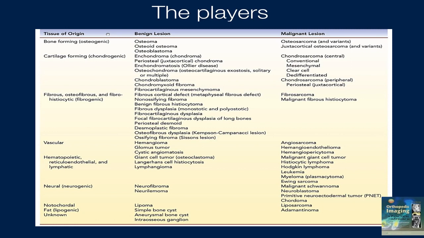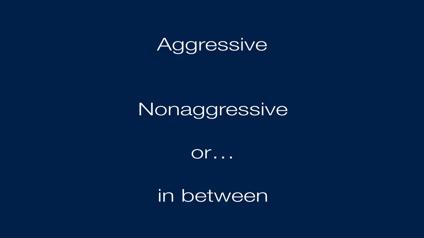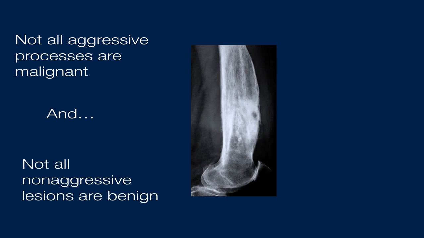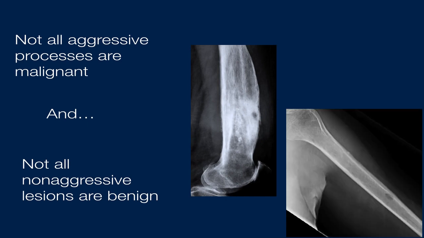But instead of trying to memorize these lists, you have to put a lesion into one of three categories. And this is very useful. And that is either it's aggressive, it's non-aggressive, or it's in between. And the reason we want to do this is because not all aggressive processes are malignant. Here's an example of an infection that looks very aggressive, and also not all non-aggressive appearing lesions are benign. An example would be a well-defined lesion, and this is multiple myeloma.